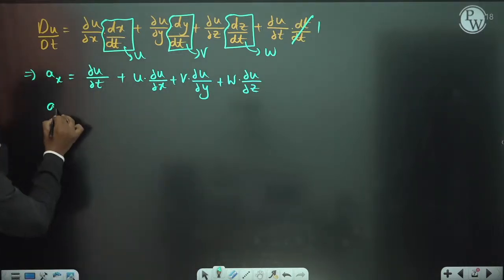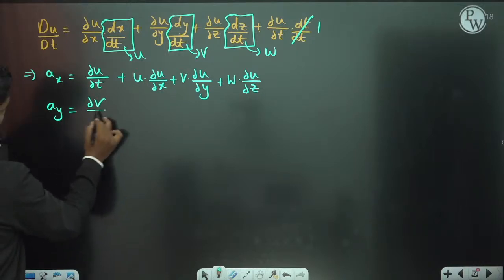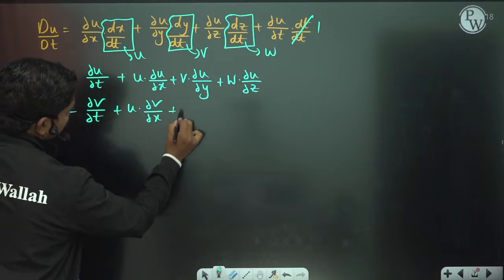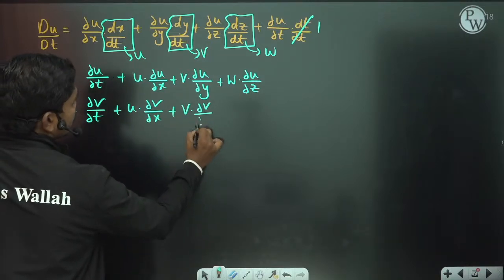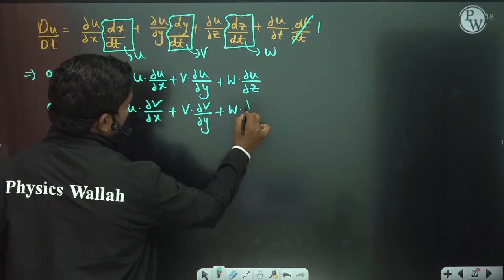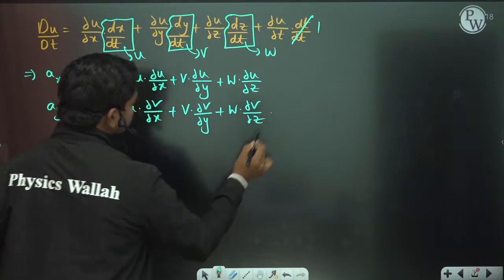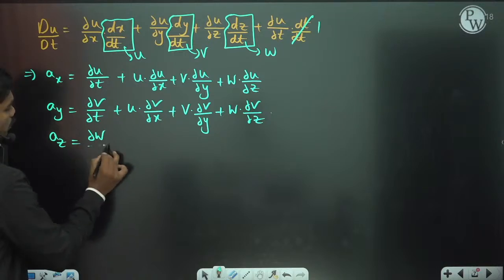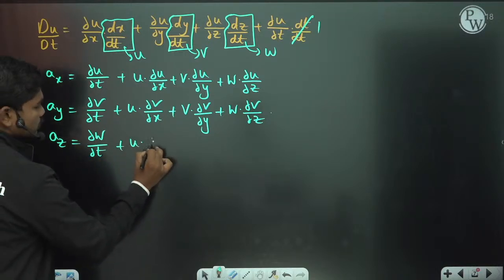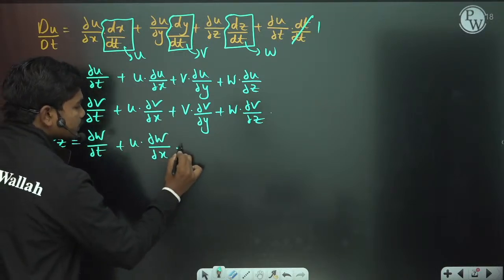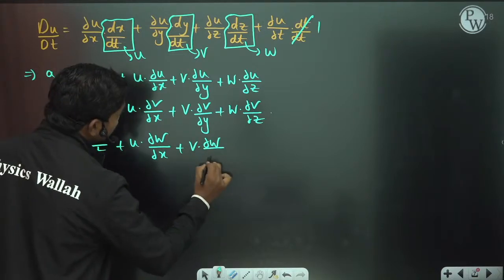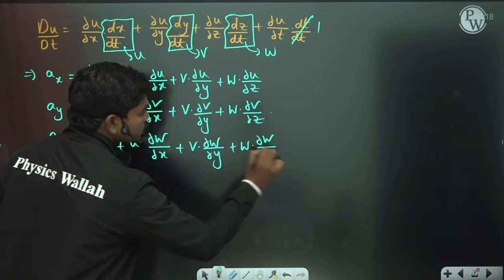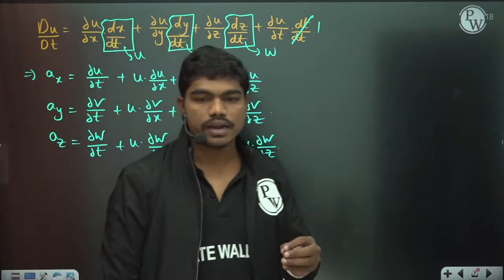Similarly, if you take the y coordinate, ay is equal to ∂v/∂t plus u times ∂v/∂x plus v times ∂v/∂y plus w times ∂v/∂z, correct? Similarly, az is equal to ∂w/∂t plus u times ∂w/∂x plus v times ∂w/∂y plus w times ∂w/∂z. These are the components of acceleration in x, y and z direction.